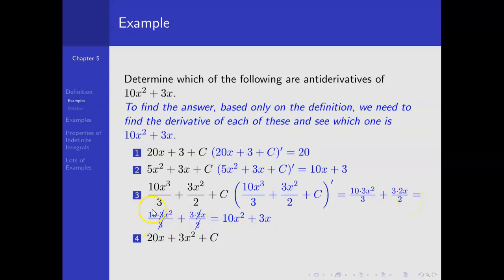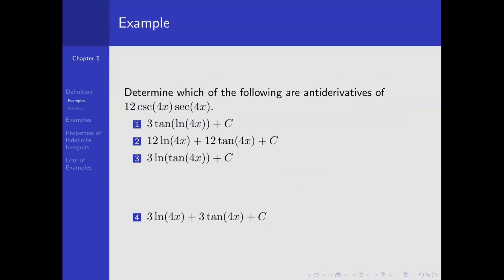And then we can do some cancellation. We get the 3's canceling in the first term, the 2's canceling in the second term, and that leaves us with 10x squared plus 3x. So that is an antiderivative of 10x squared plus 3x. And then if we check our last option, the derivative of 20x plus 3x squared plus c is 20 plus 6x, so it is not an antiderivative.